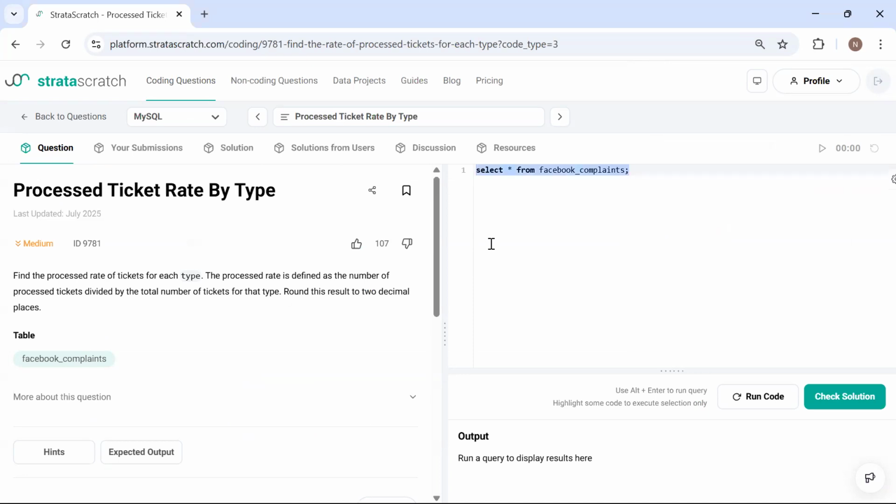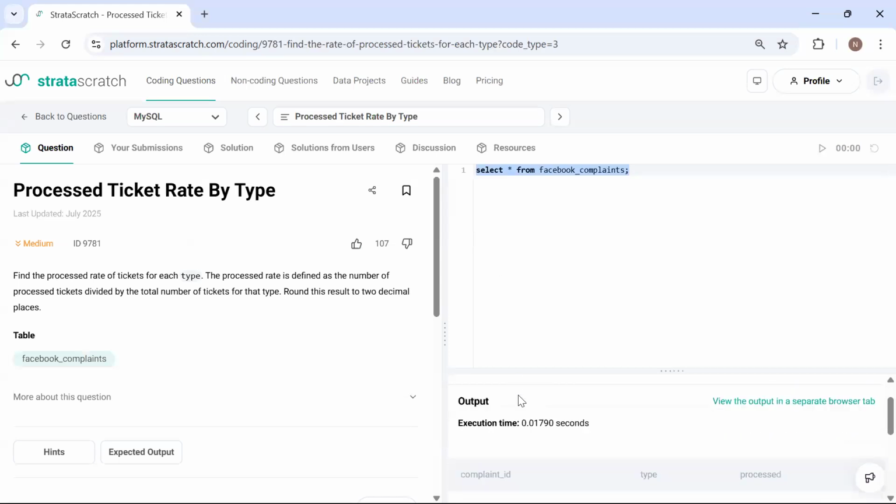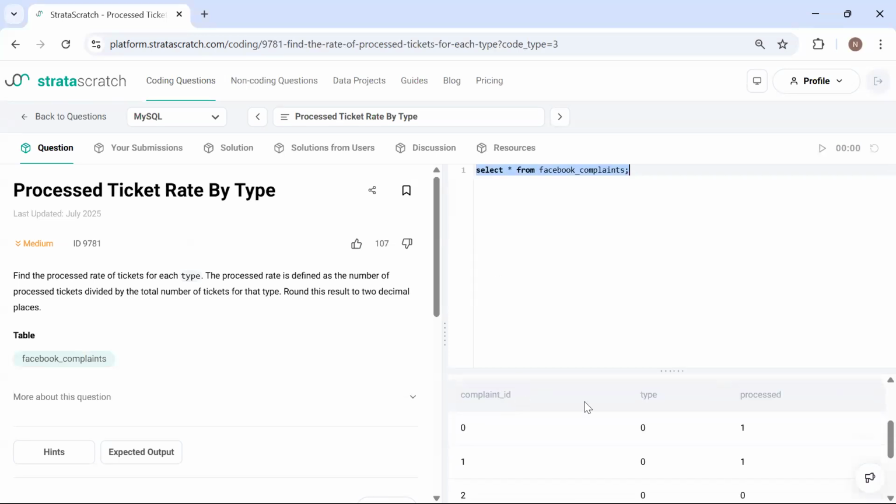Okay, so let's quickly see the table so that we can understand it better. So in this table, we have complaint ID, type, and processed column. Okay, so what we have to do, we have to calculate the processed rate. And how to calculate it? So it is going to be the number of processed tickets divided by the total number of tickets for that type. In the processed column, we have values 0 and 1. In type as well, we have values 0 and 1. So there are two types, 0 and 1. And then for that type, there is a processed value.